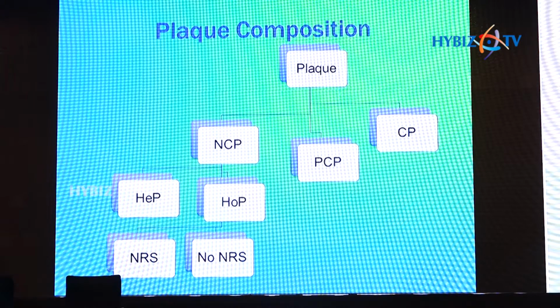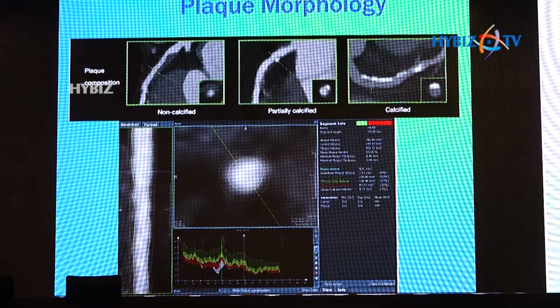And when we look at plaque, this is the basic classification that we look at on CT. It's a calcified plaque, a partially calcified plaque, a non-calcified plaque, which could be either homogeneous or heterogeneous, and the heterogeneous could have a napkin ring sign or no napkin ring sign. Now this is the calcified plaque, you can see; non-calcified plaque, you can see the low Hounsfield units; the partially calcified plaque and the calcified plaque.